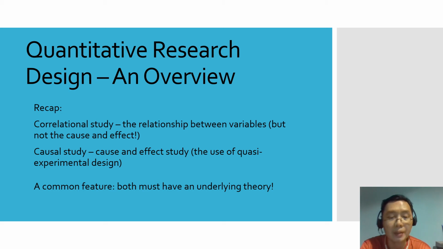Now, what is common here, whether it is correlational study or causal study, is there must be an underlying theory in a research design. The relationship between variables, there must be a theory that describes the relationship, and you are going to test the theory. That is why quantitative research usually is also called the test the theory approach.